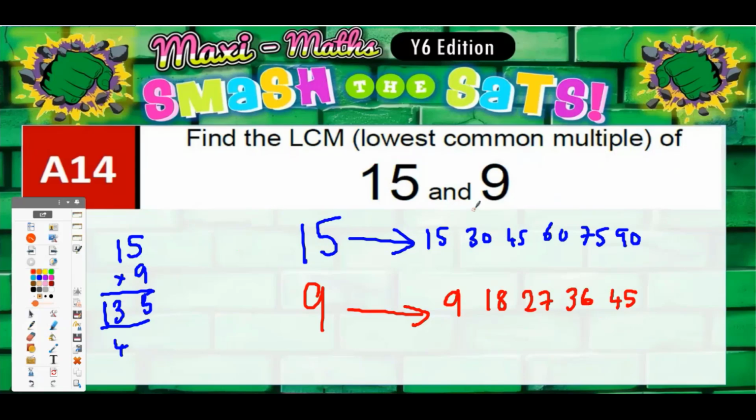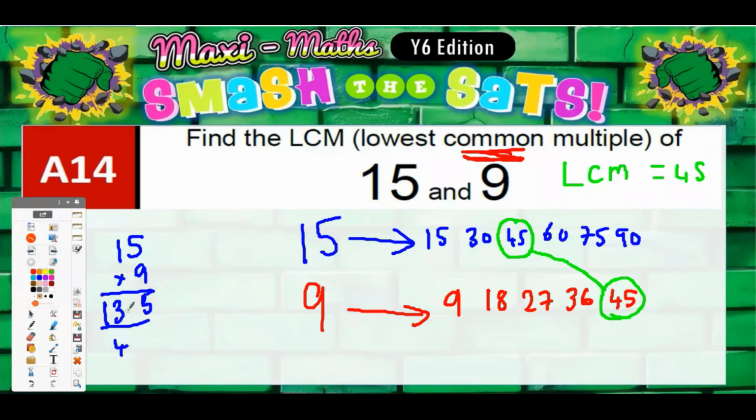Well, we're looking for the lowest common multiple. Common means in both lists, and we're looking for the lowest one that's in both lists. So as soon as you see one that appears in both lists, you can stop. And when I wrote this 45, that's the first number that also appears in the other list. Therefore, the lowest number that appears in both lists is going to be 45. So the LCM, the lowest common multiple, is 45.